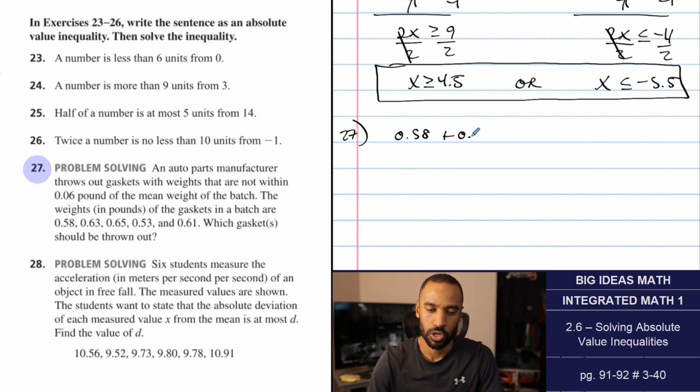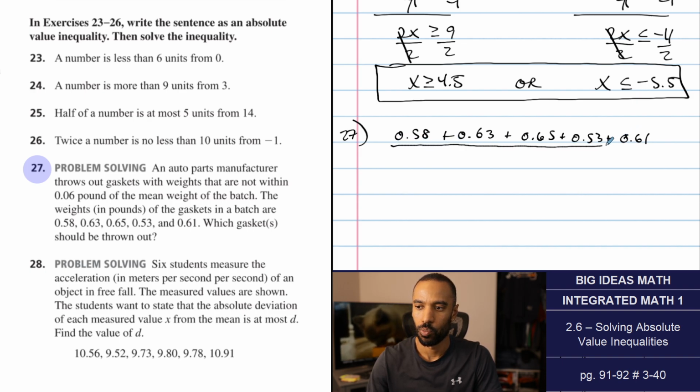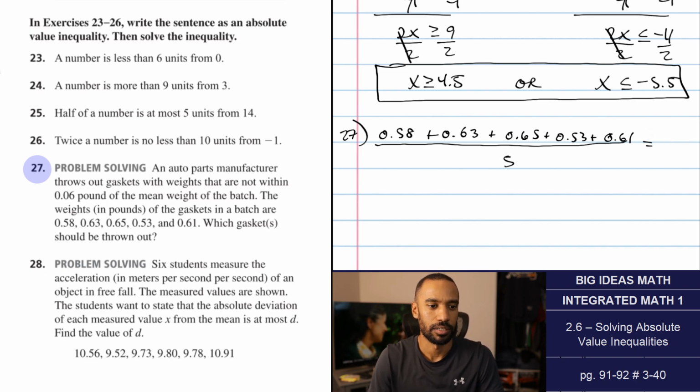The weights in pounds of the gaskets of a batch are 0.58, 0.63, 0.65, 0.53, and 0.61. Which gaskets should be thrown out? We have 5 values. We divide this by 5, and we get the mean value of it. And that will be done in the calculator. Give me a second.